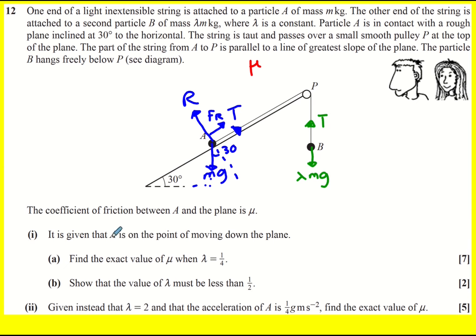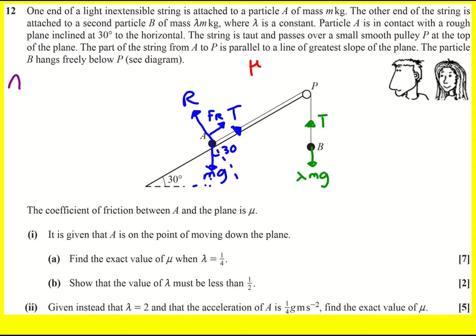Now, as I mentioned, we're told that A is on the point of moving down the plane, which is why friction is acting up the plane. And then we're asked to find the exact value of mu, the coefficient of friction, when lambda is a quarter. Now, this is a connected particle system, so we can look at A and B separately. In fact, we have to. We can't look at them together because they're not accelerating in the same direction.